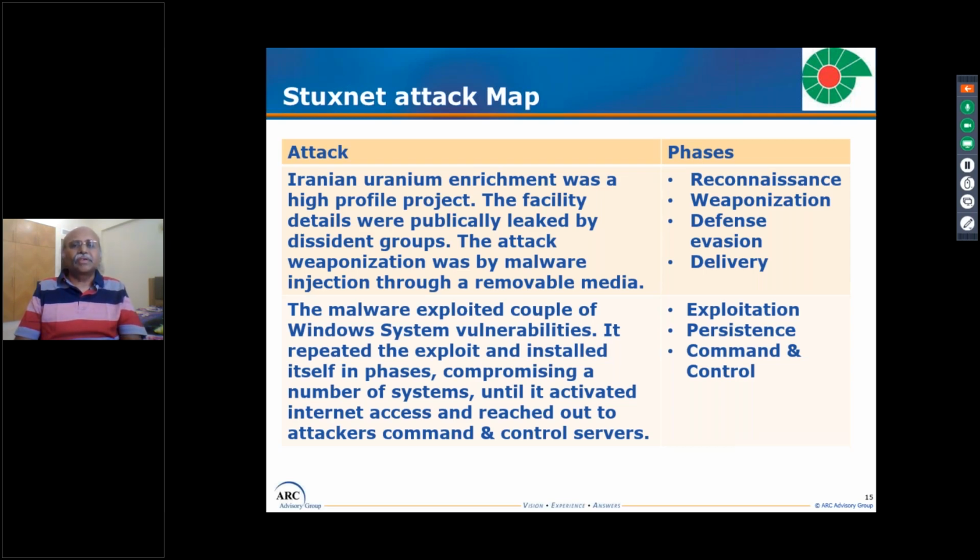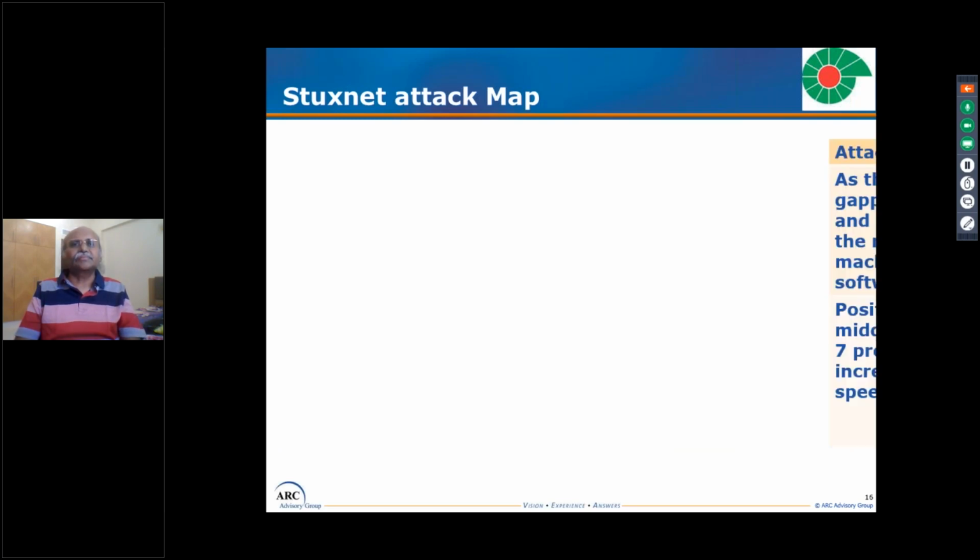Malware exploited a couple of Windows system vulnerabilities, which I said, the spooler vulnerability and RPC vulnerability. It repeated the exploit and installed itself in phases, compromising a number of systems until it activated internet access. That is where the backdoor was opened and reached out to the attacker's command and control servers. So this covers the phases of exploitation, persistence, command and control.